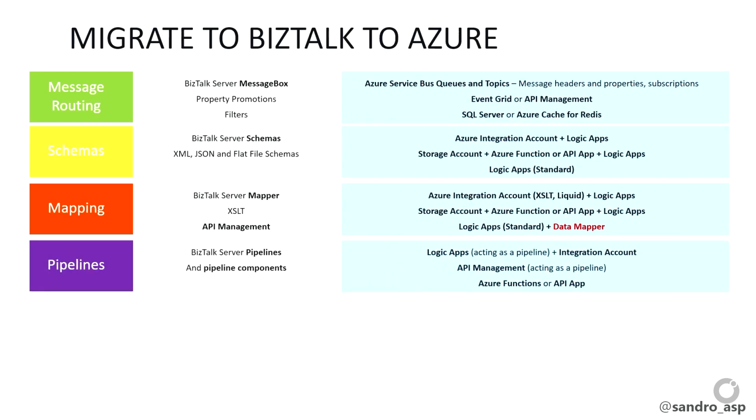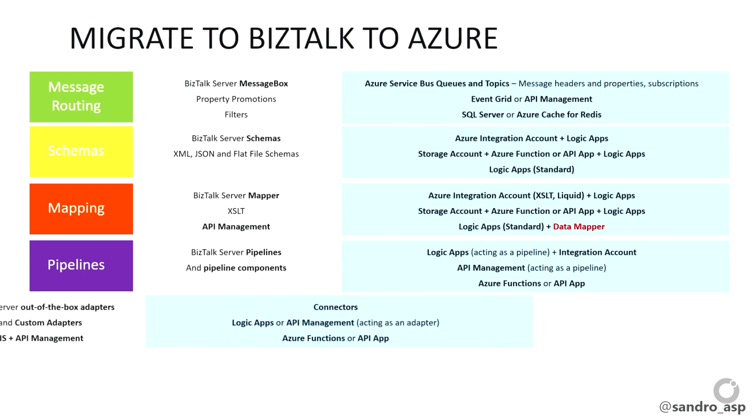Well, if you say pipelines, yeah, we have receive pipelines and send pipelines in BizTalk. We don't have the equivalent inside Azure Integration Services, but a logic app can act as a pipeline. API Management can act as a pipeline. An Azure function sometimes can act as a pipeline. So we can easily migrate that to these components.